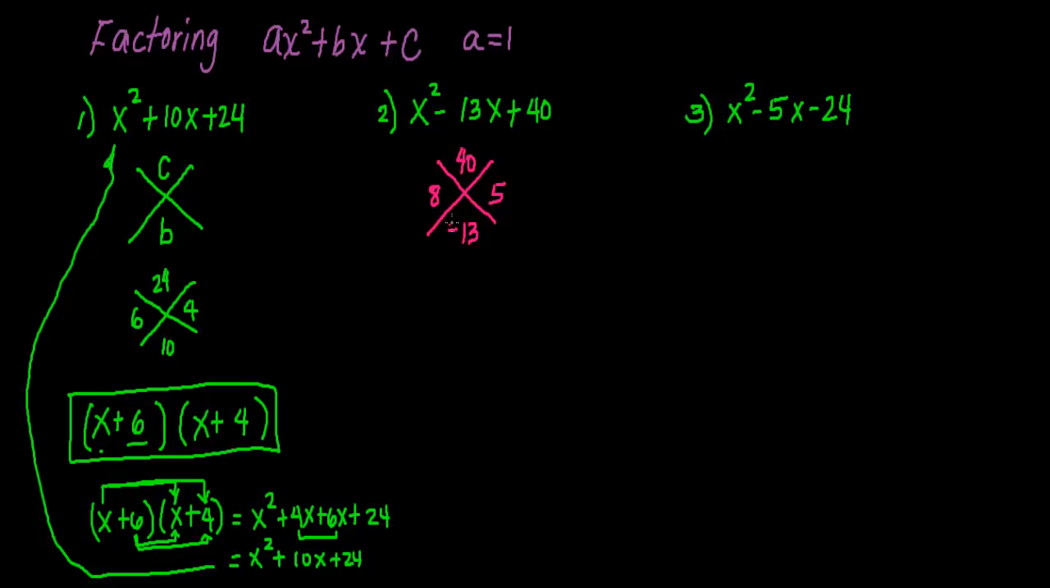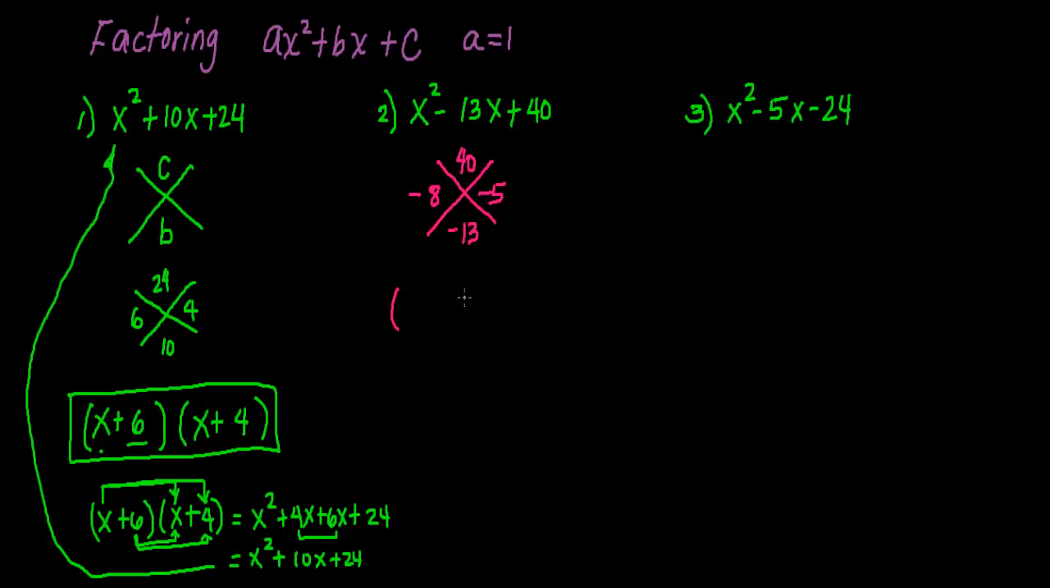But the little trick here is that I don't have positive 13. I have negative 13. So what do I do to 8 and to 5 to make them add to negative 13? Well, you make 8 negative, and you make 5 negative. And we check again. Does negative 8 times negative 5 give you positive 40? Yes. Does negative 8 plus negative 5 give you negative 13? Yes. So these are the numbers that you're looking for.